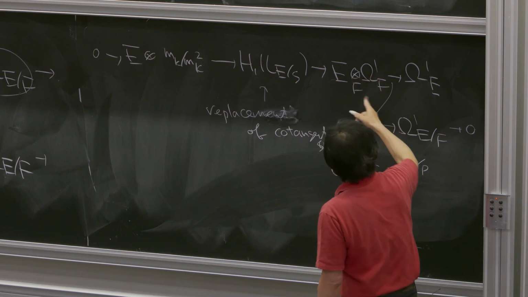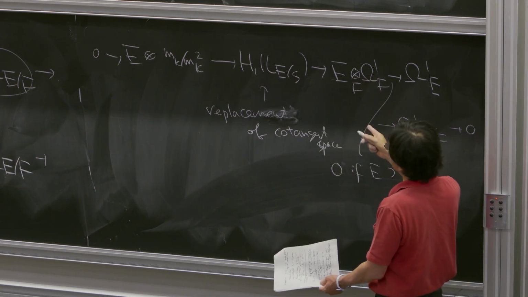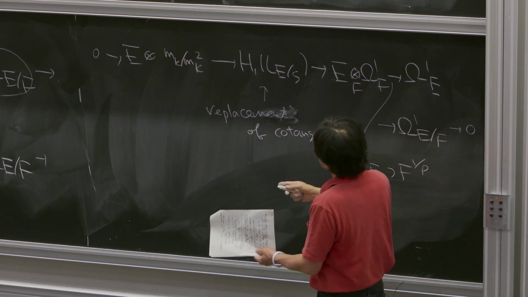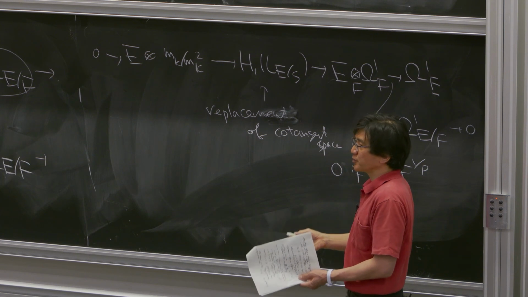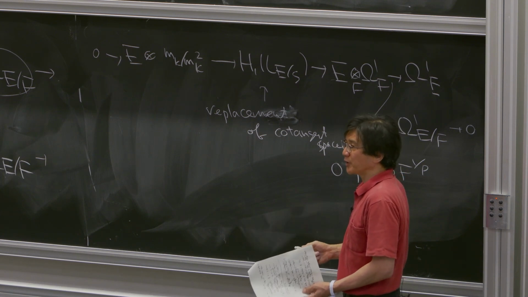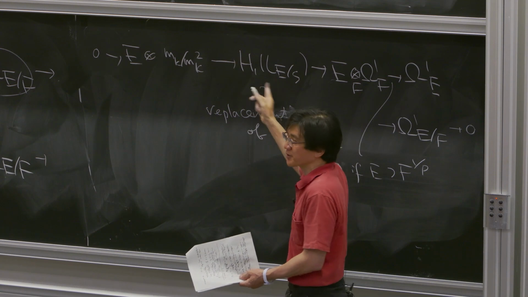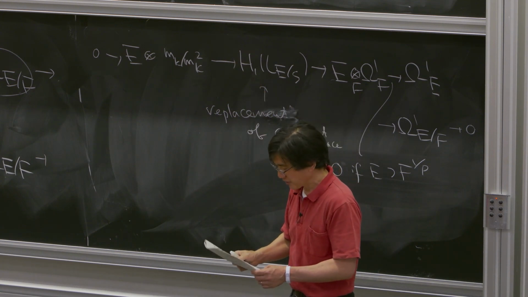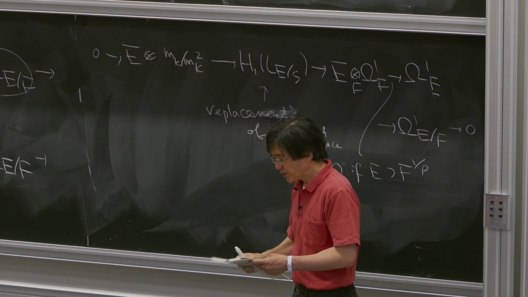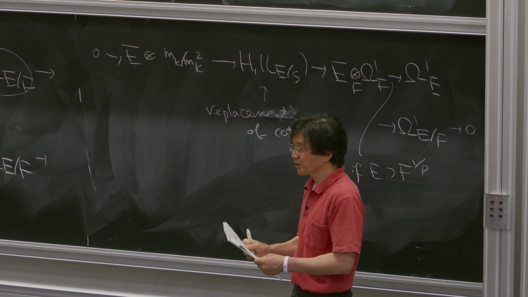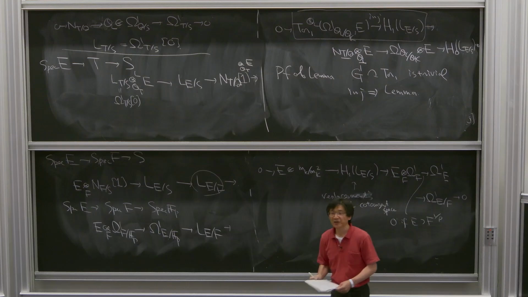This is the cotangent space of the closed point, but the discrete valuation ring has dimension 1 larger. So I need one more parameter. This gives the required extension. So let me stop here today, and we continue the study of the graded quotient tomorrow. Thank you.